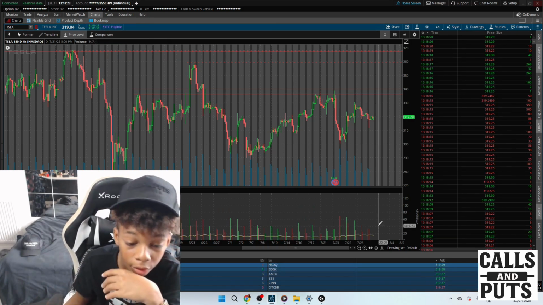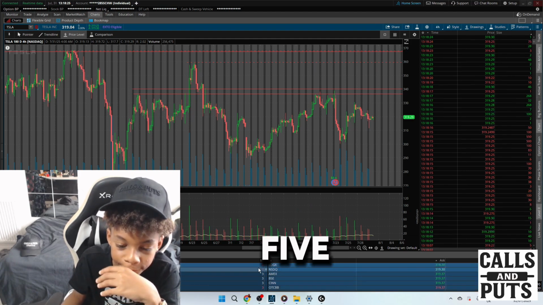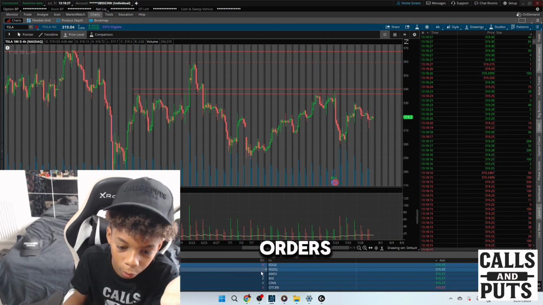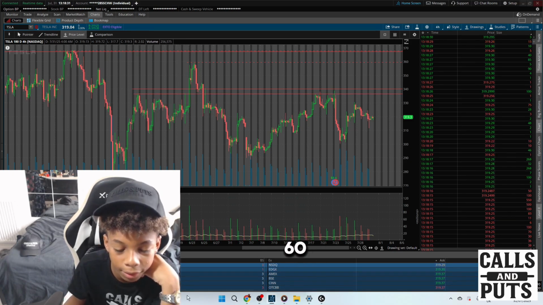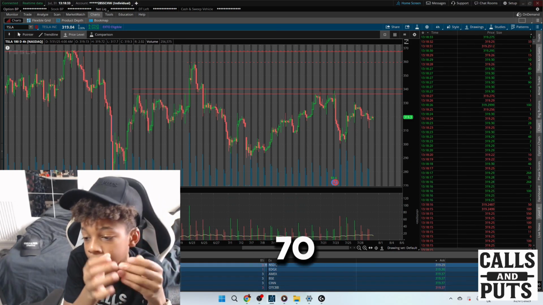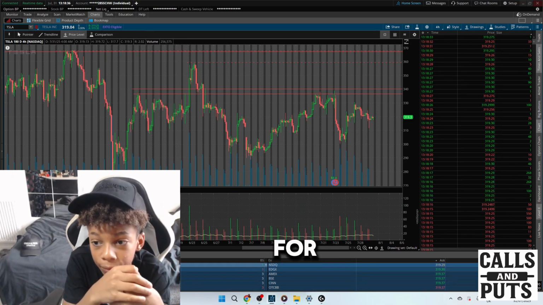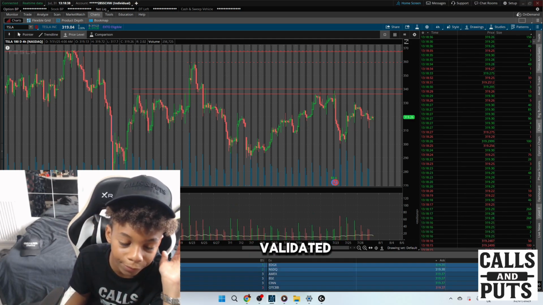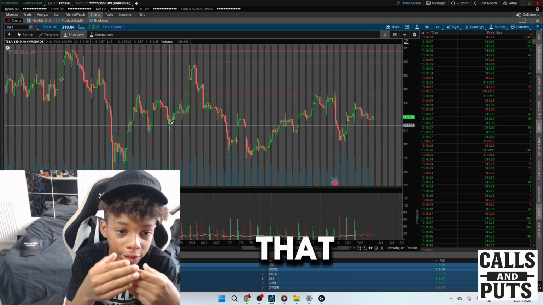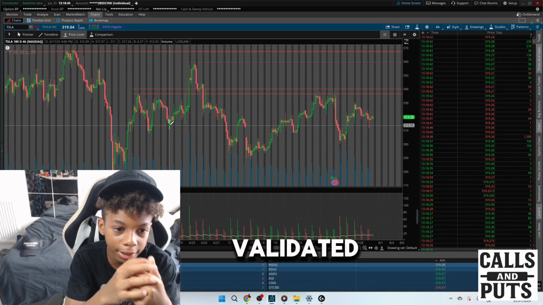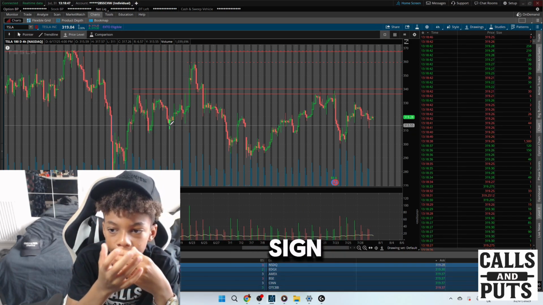So I want to see, let's just say, 5 to 10 orders there, I want to see my key level at 336.60. So I could see 336.70, and that'll still be a level for me. That'll still mean that my key level is validated. So basically, if your key level is a wall, that just means that your key level is validated, which means a strong sign that it's going to break out.